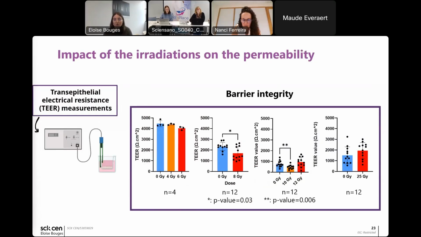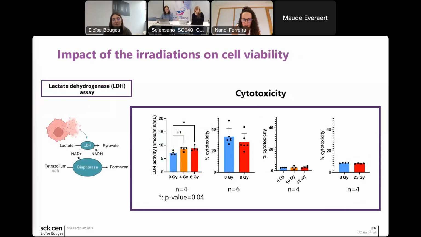And another thing that we looked at to assess the impact of the irradiation is the impact on the cell viability. To do that, we used LDH assays to have an idea of the cytotoxicity and the level of it. So far, the only dose that created a significant response was 6 gray. So it's also kind of going with what we see with the tear measurements, that there seems to be a resistance happening of this specific cell line that we're using.